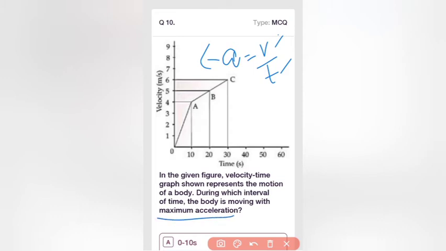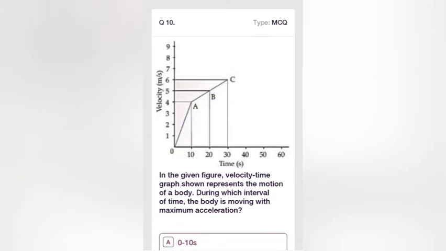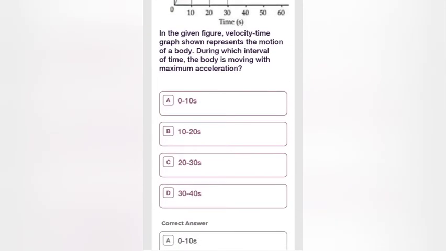But when will we get maximum acceleration? When it is steeper. It should be steeper like this. So which interval can you tell? Either this or this or this. This is steeper when compared to this and this. So therefore it is the 0 to 10 seconds interval. Option A is the correct answer.